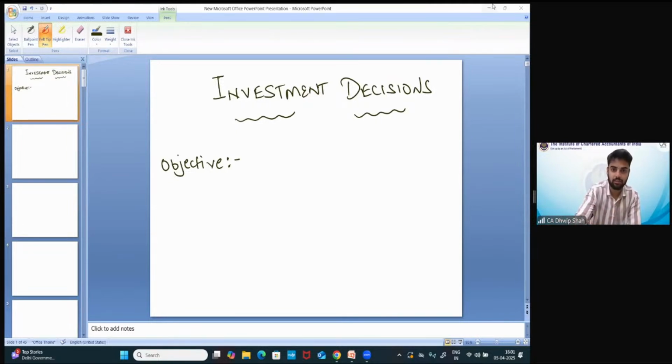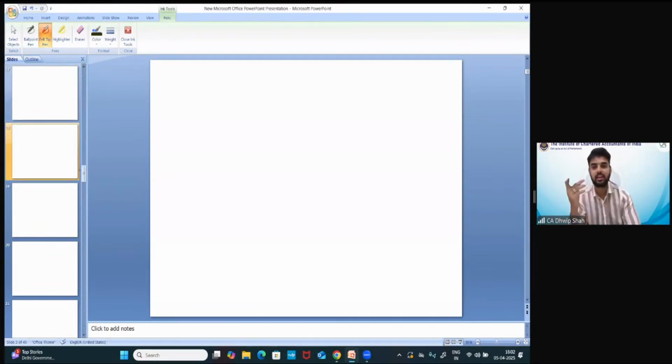So let's start with investment decisions. Are you all ready? Now, as you all know, every financial manager has to take three decisions in their financial life. What are those three decisions? Can anyone tell me? Have you learned this? The three decisions are investment decision, financing decision, and dividend decision. Yes or no? Yes, investment, financing, and dividend.